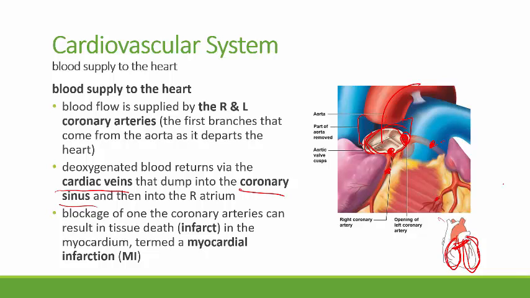And then I definitely want you to know all of the structures, all of the valves and blood vessel names that are in between all of that. So the aorta then supplies the systemic circulation with oxygenated blood.